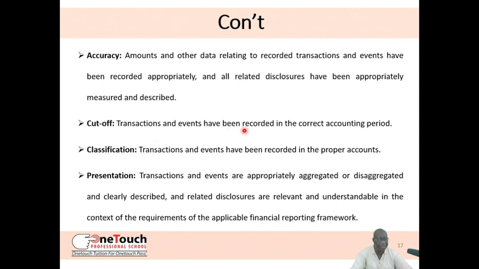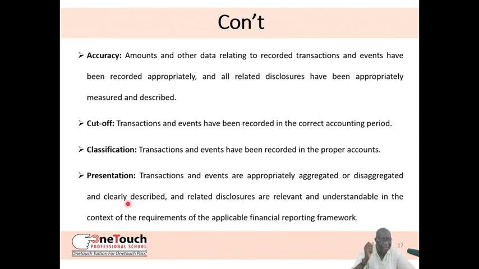Let's come to cutoff. Transactions and events have been recorded in the current accounting period. Income statements are periodic statements. Therefore, you have to check and see if transactions that happened within the period are recorded, or whether a transaction was brought in which didn't happen in that particular period. It is your duty to look around. That's why auditors, when auditing, for example, 2019, don't end at 2019. They go beyond 2019 into 2020 and look at January and February to see if transactions that occurred in 2019 have been recorded in 2020. Then classification.